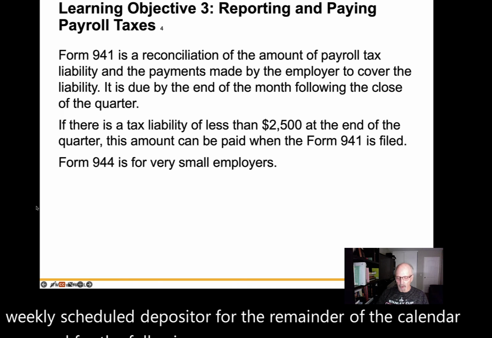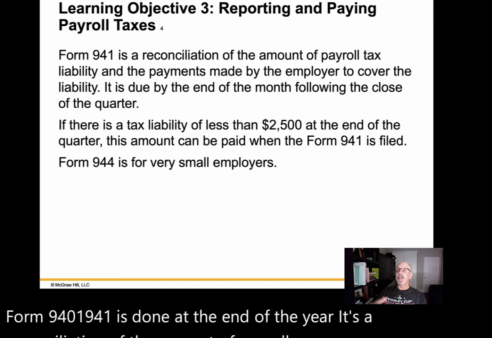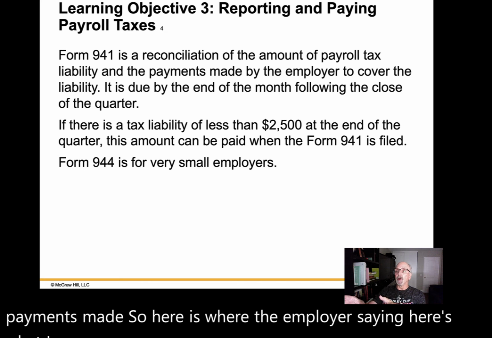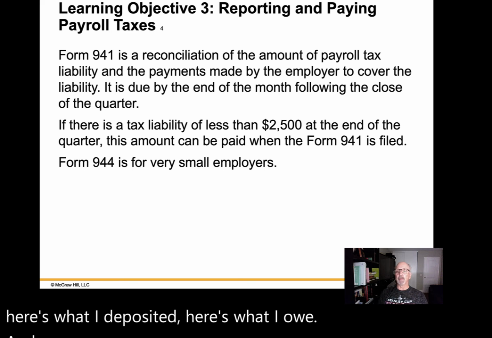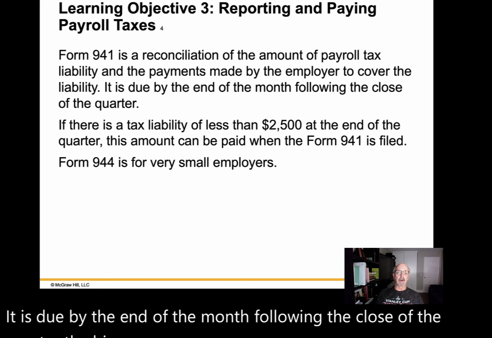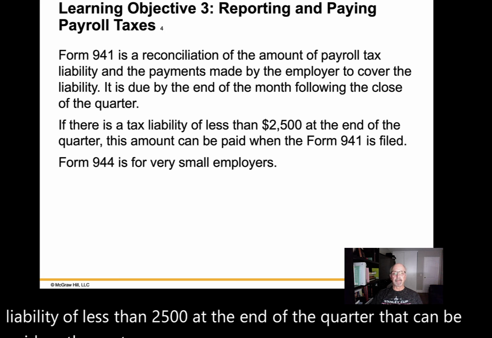Form 941. 941 is done at the end of the year. It's a reconciliation of the amount of payroll tax liability and the payments made. So here is where the employer is saying, here's what I deposited, here's what I owe. And if there's a difference, you have to make up the difference. It is due by the end of the month following the close of the quarter. The big one is at the end of the year. If there's a tax liability of less than $2,500 at the end of the quarter, that can be paid on the next 941.